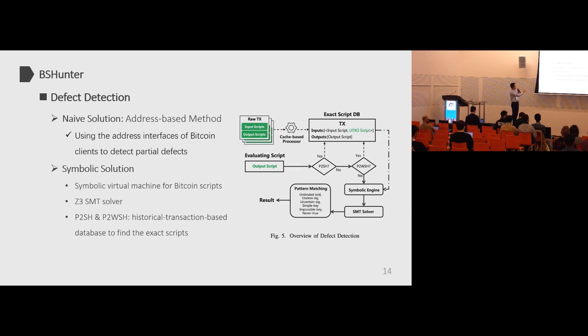Next, we will detect the defects. We first provide an address-based method as a naive solution. It uses the address interfaces of the Bitcoin clients to detect some of the defects. However, it cannot detect all of them, so we propose the symbolic solution. It includes a symbolic engine, and it uses the SMT solver. We use the Z3 prover. And especially for the mentioned pay-to-script-hash and pay-to-witness-script-hash, we construct a historical transaction-based database to find the exact scripts, as you can see on the right upper corner.